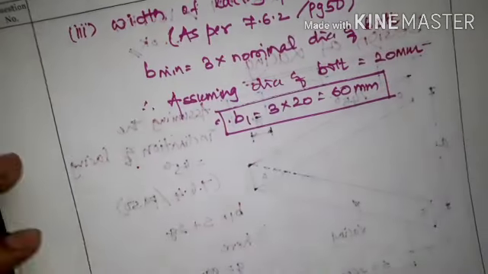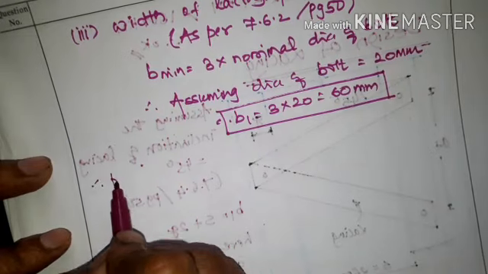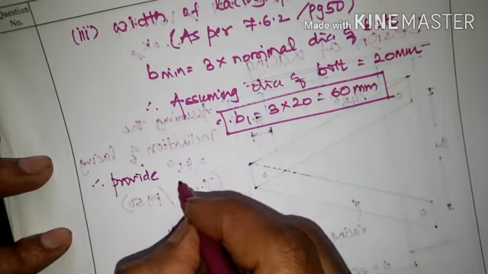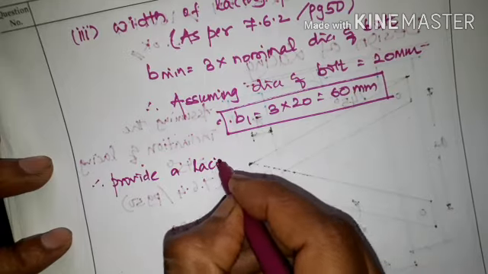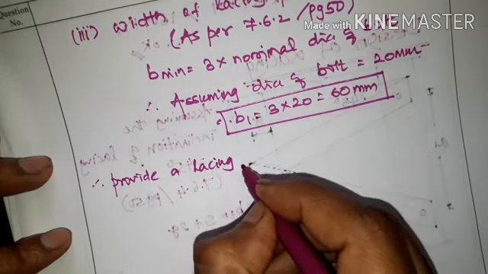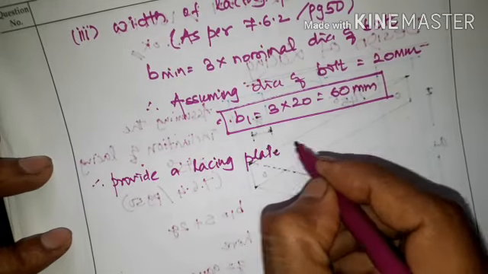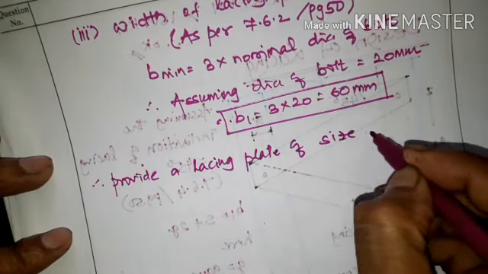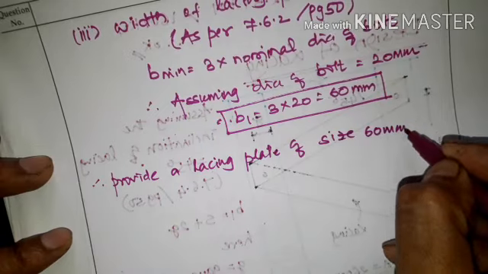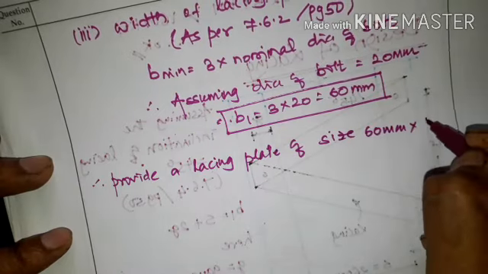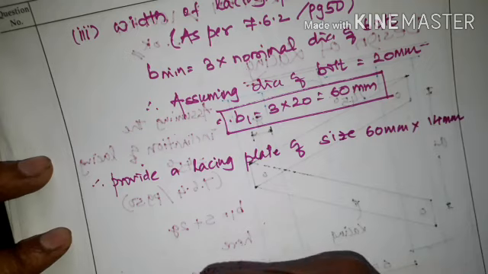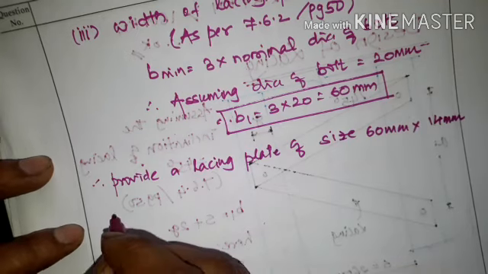So therefore, provide a lacing plate of size 60 mm by 14 mm.